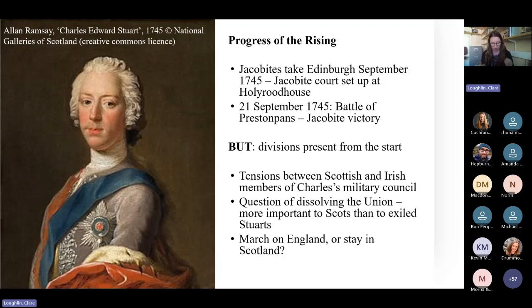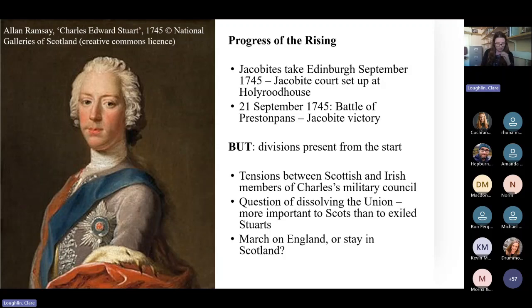A bigger question was the issue of the Union. Some Scots in Charles's inner circle wanted Charles to promise that he would dissolve the Union as a way of getting more support. But his English and Irish supporters did not want this. They are not interested in the question of union. And this is a major problem for the Jacobite movement because it represents different things to different people.